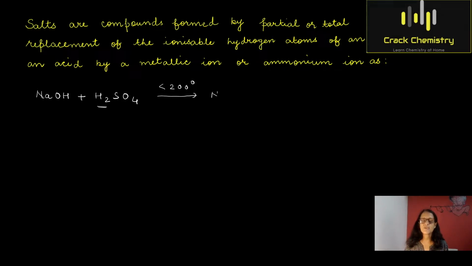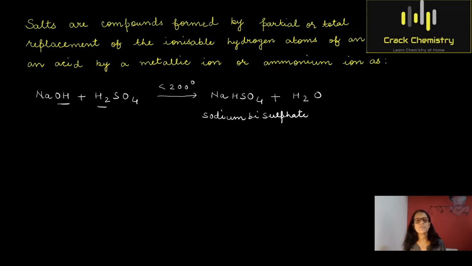So what you will get? You will get sodium HSO4, because one hydrogen atom has been replaced by sodium, plus the replaced hydrogen of sulfuric acid will combine with OH of sodium hydroxide and will form water. So the salt which is formed here is called sodium bisulfate. It is also called sodium hydrogen sulfate. And how is it formed? It is formed by partial replacement of hydrogen atoms.